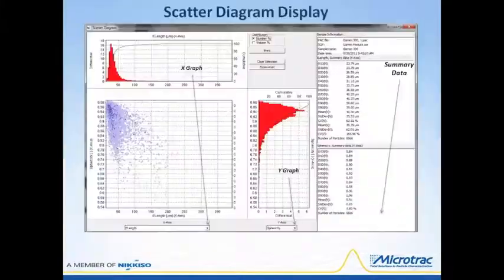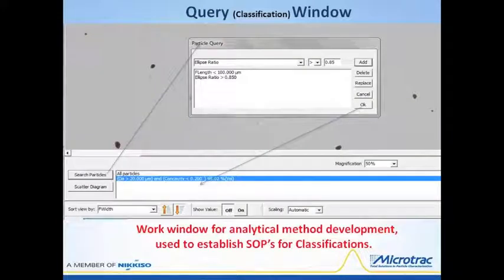Here's a classification area that has been outlined on the scatter diagram. The query window selectable in the View Particles display is a real workhorse. It's a very convenient way to evaluate and choose classifications to include in SOPs. This particle query window is selected from the Search Particles button as shown above.